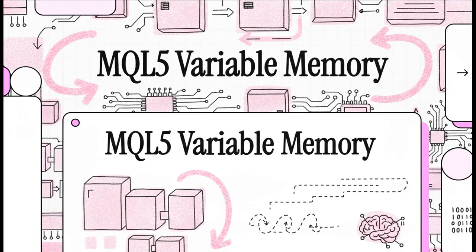Welcome to this explainer on MQL5 variables. Today, we're diving deep into the MetaQuotes Language 5 reference to uncover exactly how your trading robot manages its internal memory. We're going to be looking at scopes, life cycles, and the behind-the-scenes memory management that really separates a clunky, slow script from a sleek, high-frequency, professional expert advisor.